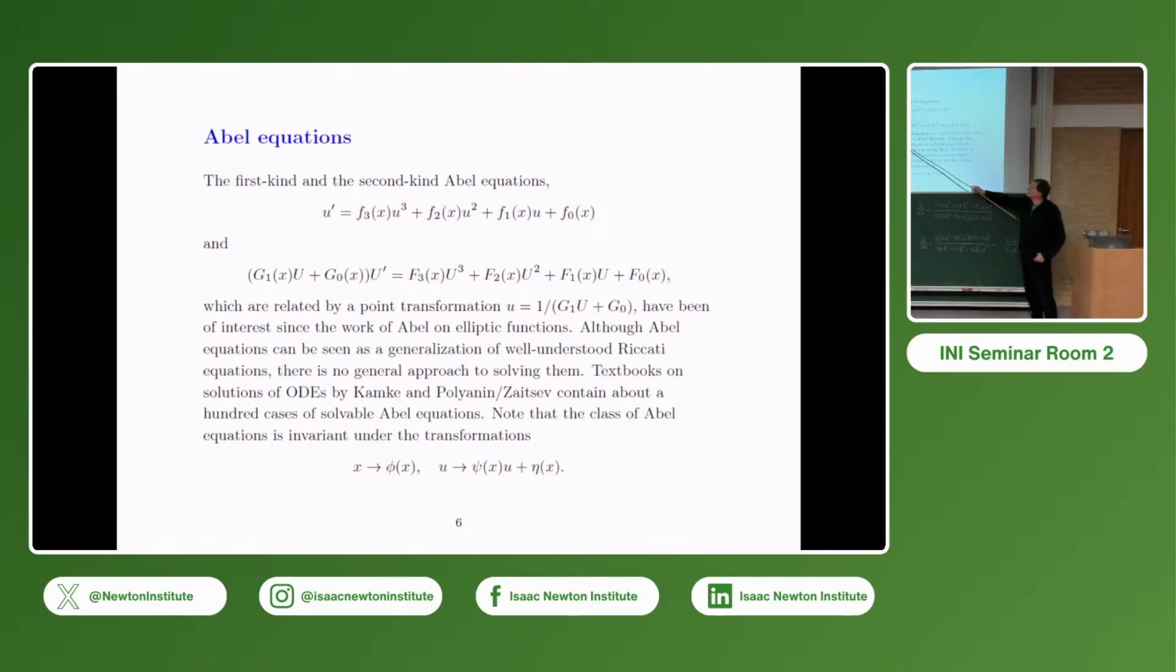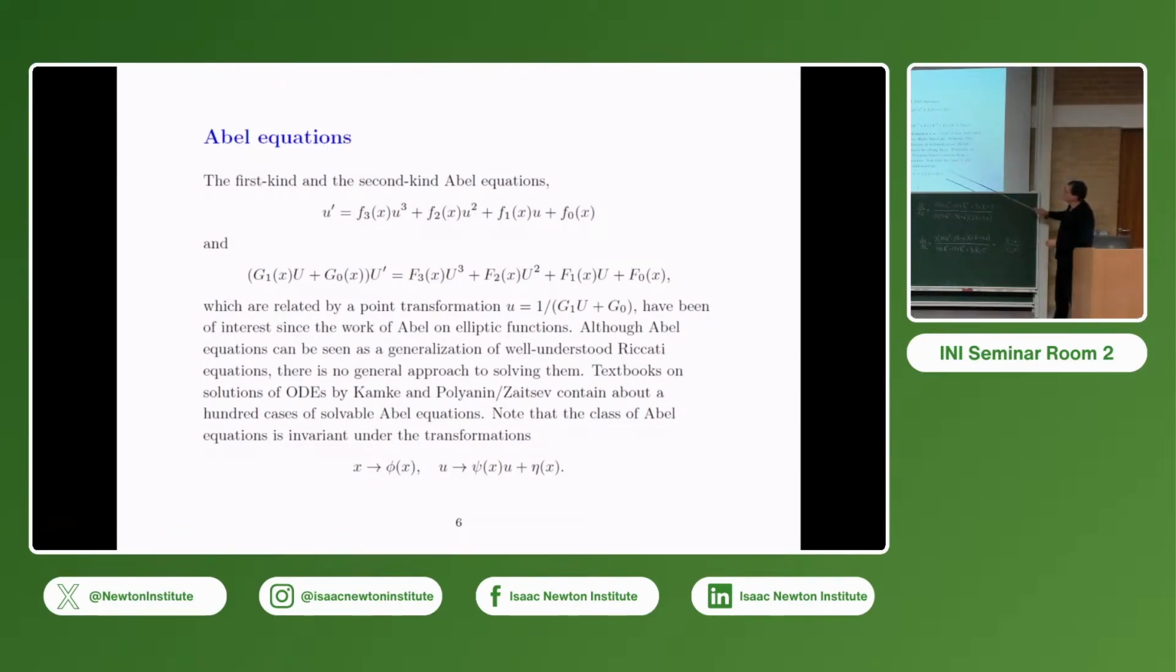And this is an Abel equation of the second kind. The only difference from the first kind is that you have this linear factor in front of the first derivative. But it turns out that these two forms are equivalent. This is a general link. From capital U, you pass to small u using this formula, and then this goes into this. They're related. It's important that this class of equations is invariant under these changes of variables: you can reparameterize x and you can reparameterize u linearly.